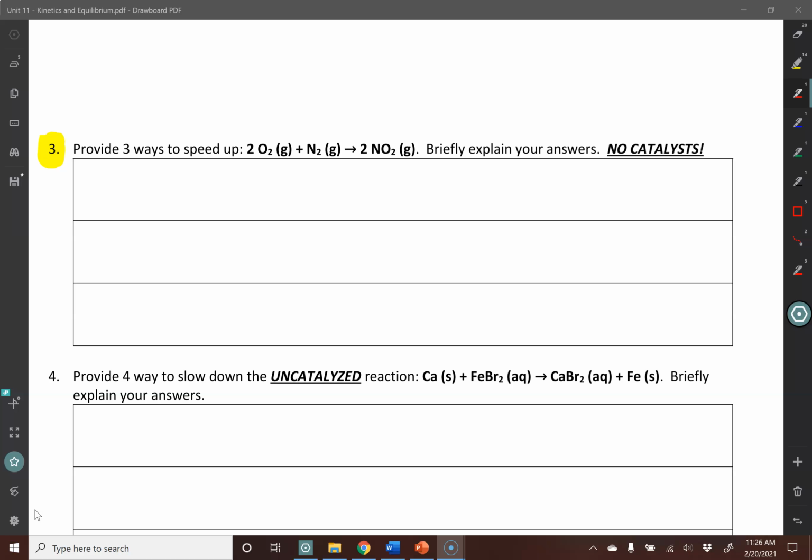I want to take a look at question number 3. It's asking us to provide 3 ways to speed up this reaction between oxygen and nitrogen that produces nitrogen dioxide, and we're told we cannot use a catalyst. So pause the video, see if you can come up with 3 ways and provide explanations as to why those changes will make the reaction occur faster.